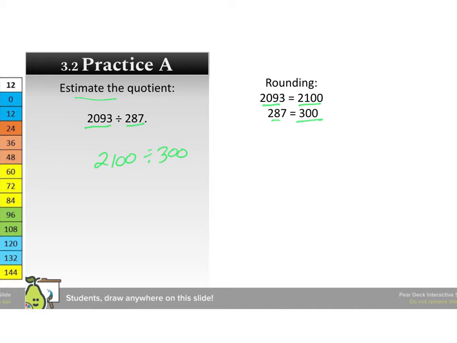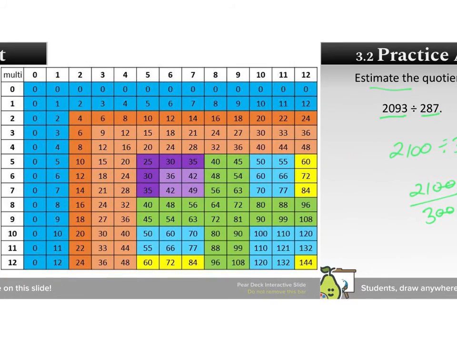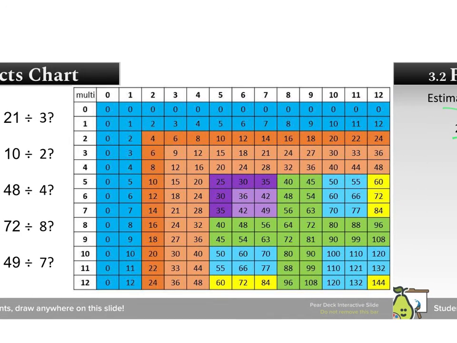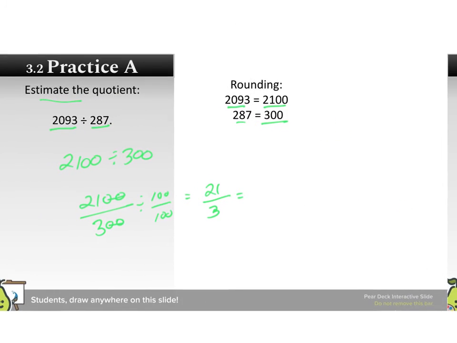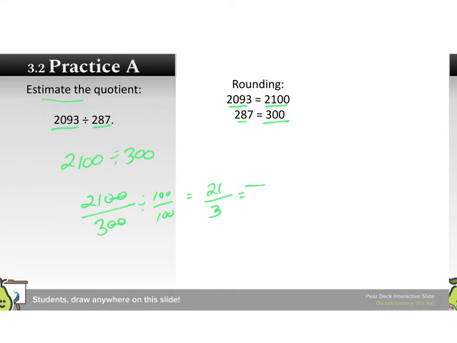Now I think it's easier if you write it above, 2100 divided by 300. You can divide them both by 100. They both have two zeros, so you can divide them both by 100. So this would be 21 divided by 3 is equal to, now if you don't know that answer, you can actually go back to the chart, 21 divided by 3, and you'd say 3 goes into 21. 21 divided by 3 is 7. So our answer here is 7.